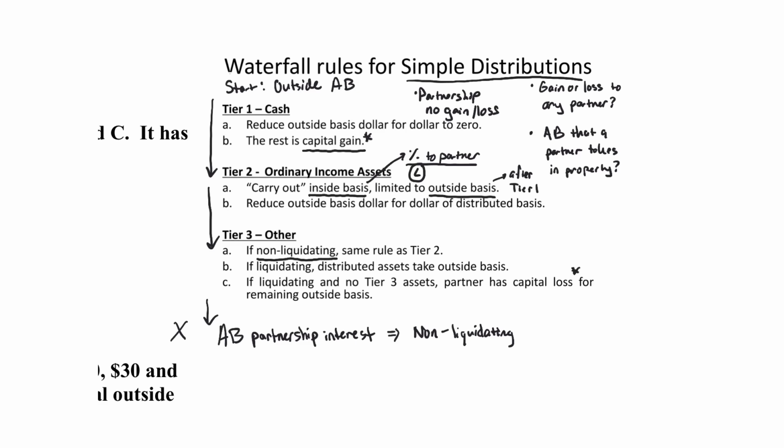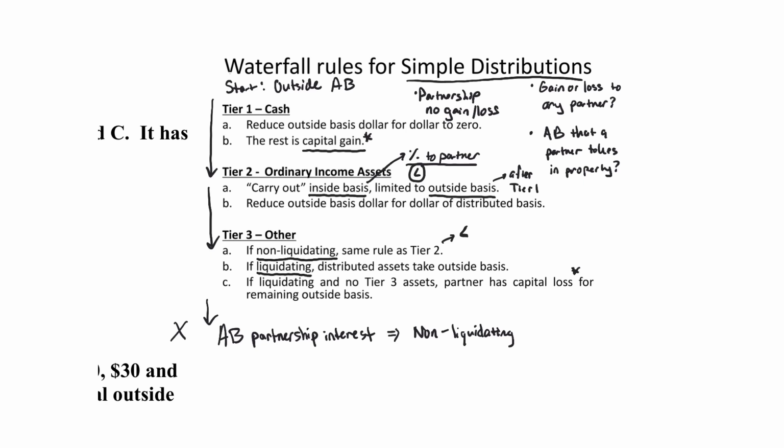If you understand that, that's a very big element of the themes of distributions. So if it's non-liquidating, we use the same rule as tier 2. It's the lesser of rule, right? The lesser of the inside basis to the partnership, taking into account the percentage, or the outside basis after tier 2. If it's liquidating, though, then guess what? Whatever basis you have left after tier 2 gets allocated to that asset or among the assets.